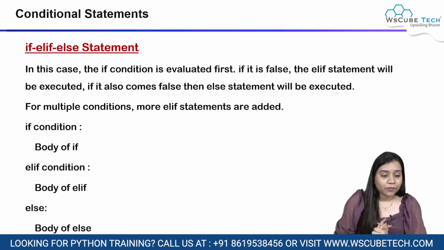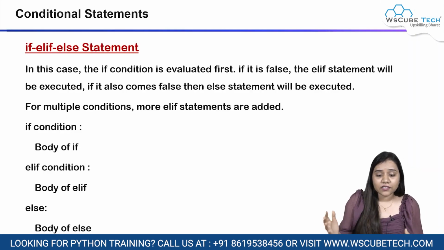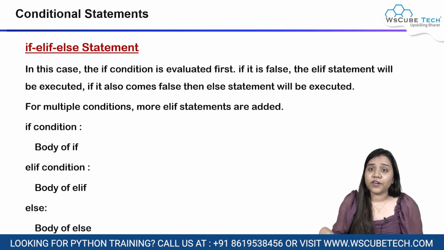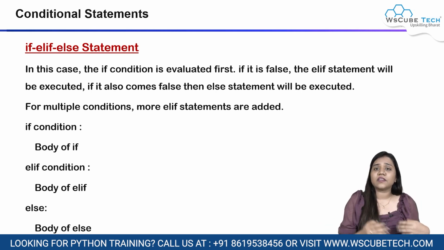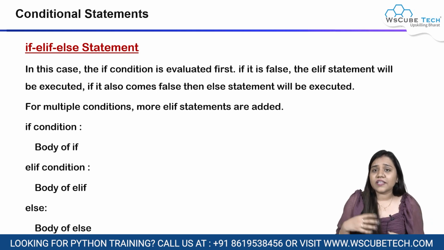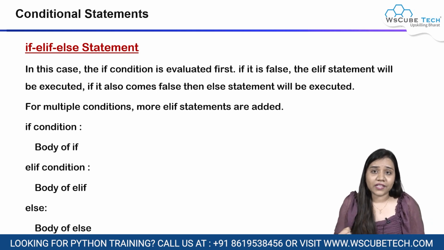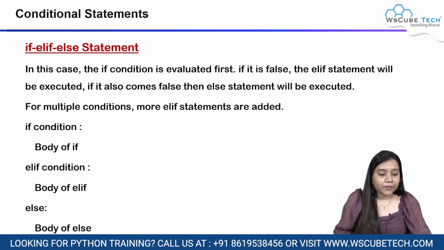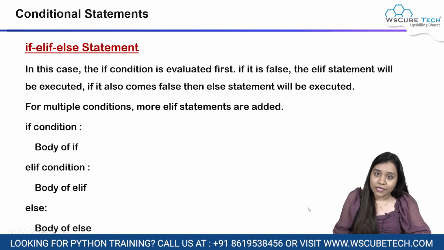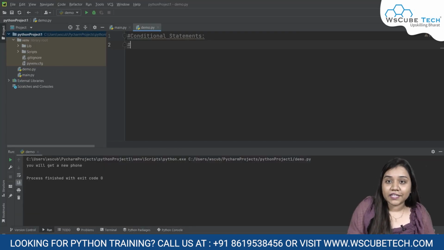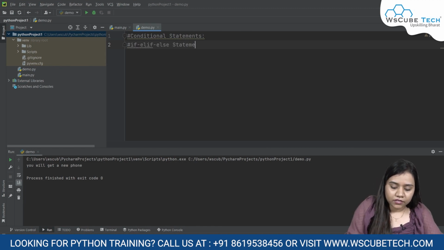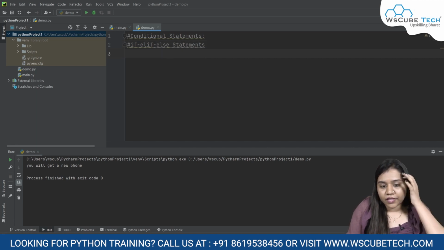In the if elif else statement, the if condition is evaluated first. If it is not satisfied, it goes to elif. If that elif is not satisfied, it goes to the next elif, and it keeps going on until the else. So you can increase the number of elifs in your program depending on how many conditions you have to give. Okay, let's have a look at how the if elif else statement is written and performed.